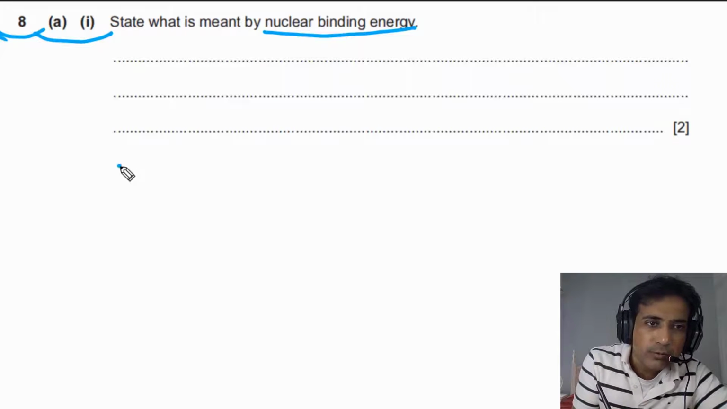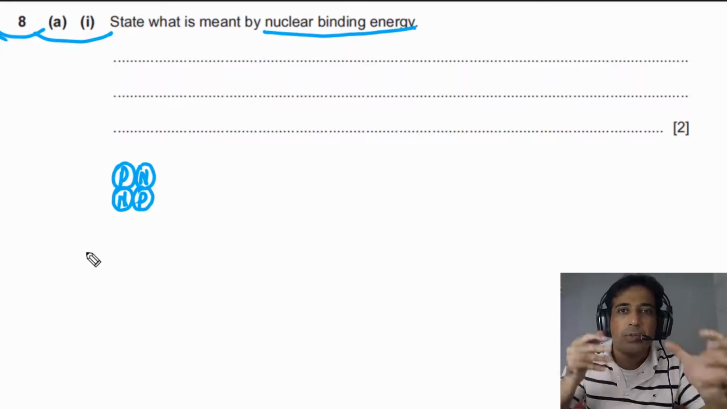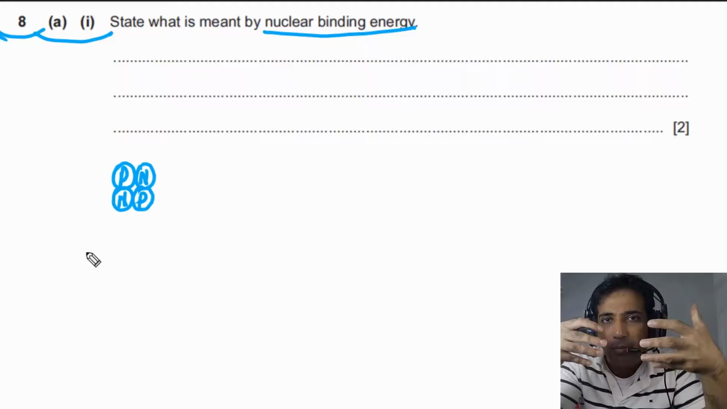Let's try to sketch, first of all, a helium nucleus. Helium nucleus has 2 protons and 2 neutrons. So this one is a helium nucleus. It has 2 protons and it has 2 neutrons. Now we need to understand what is binding energy.